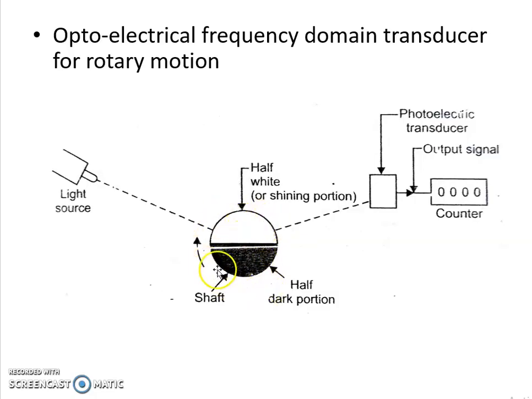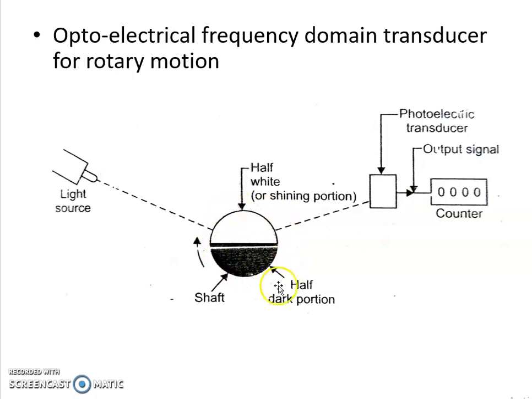So the shaft has a half dark portion and a half white or shining portion. Now there is again a source of light and a photoelectric transducer. So the principle of working remains the same here. As the photoelectric transducer receives light, it produces an output pulse.